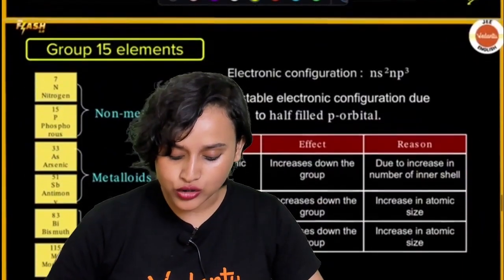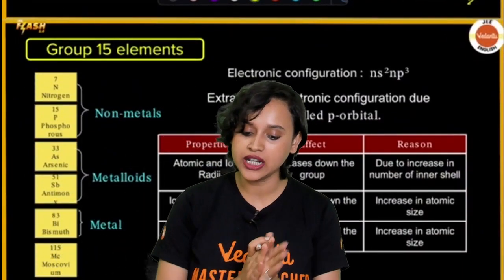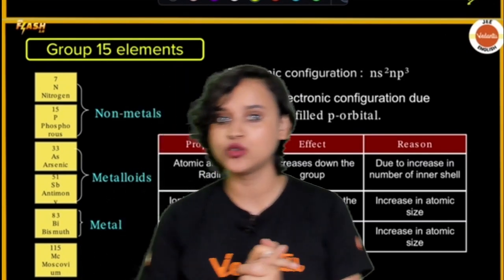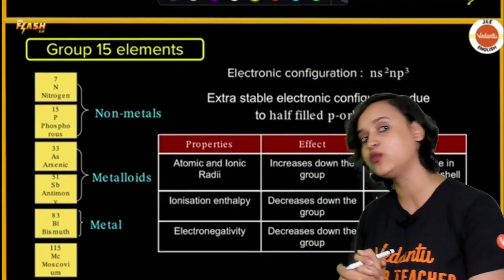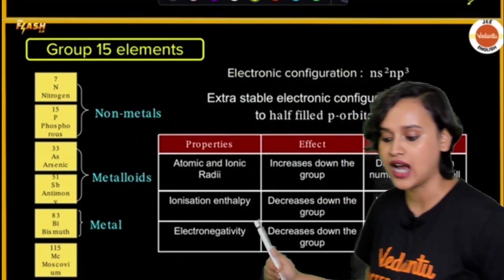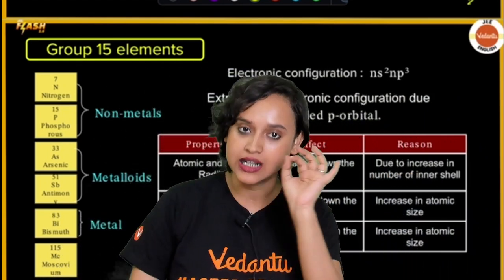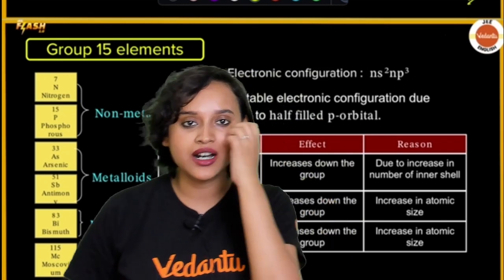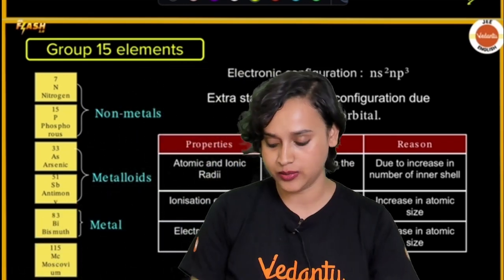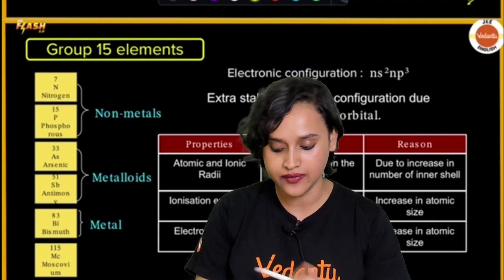Now let's quickly go to the group 15 elements, everybody. In group 15 elements, what do you have? You have the nitrogen family, where you have nitrogen, phosphorus, arsenic, antimony, bismuth, and moscovium. Moscovium is the last element, which is once again a radioactive element, everybody.